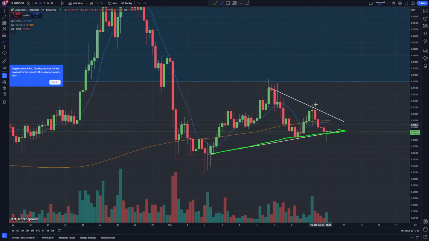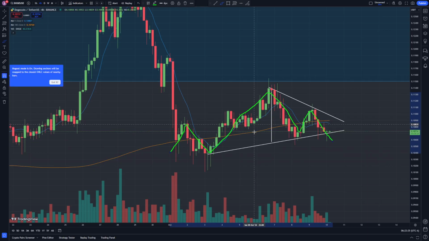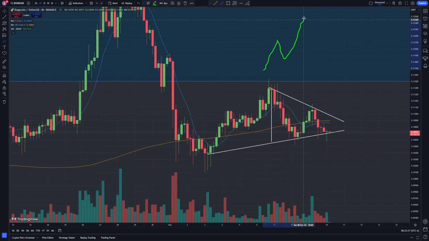We have a little symmetrical triangle right here. What we could do with these patterns usually is drag from the top to the bottom of the triangles. And I usually drag from the top to the bottom, or the bottom to the top, whatever, around the middle. You could argue that you can bring it back over here and do something like this. I don't know. You could maybe argue head and shoulders, but I don't really love that because usually head and shoulders is a reversal pattern.